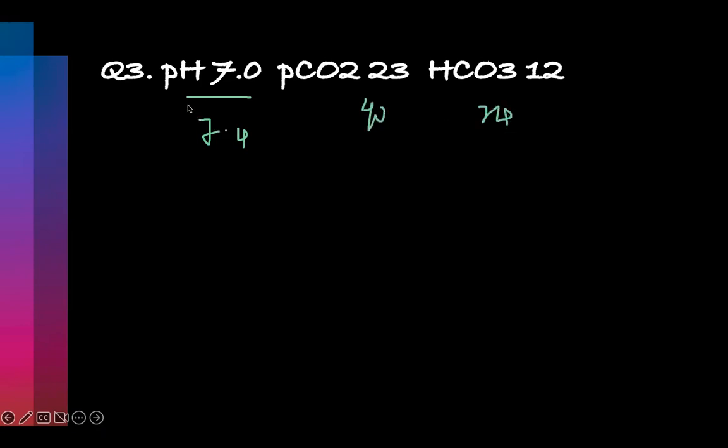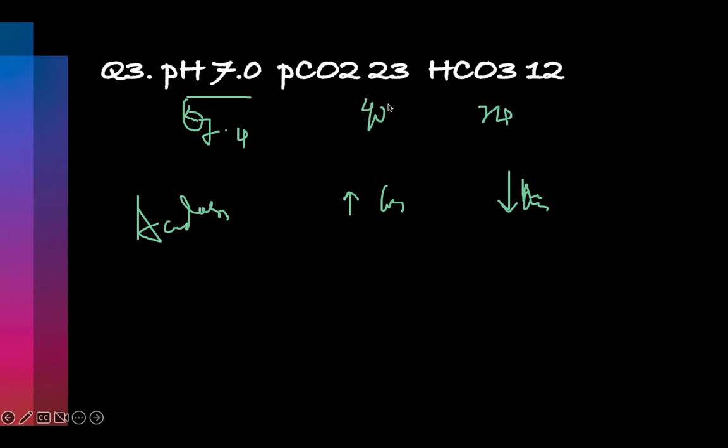This is way lower than that. If you're lower than 7.4, you are acid. So I'm halfway. If I'm acid, the CO2 should go up and bicarb should go down, right? Bicarb should go down. So that's what I expect, okay? So then I said, okay, what has happened?